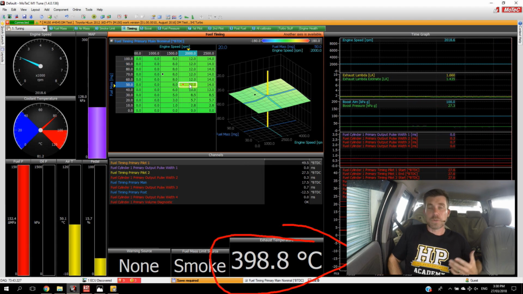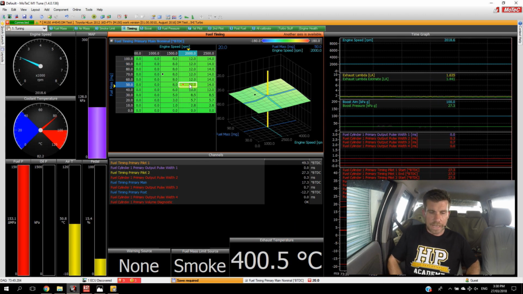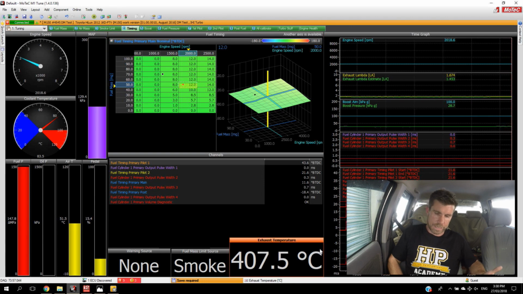Okay, so that's one effect. That's the effect of advancing the timing. We actually see a lower exhaust gas temperature. What I'm going to do now is retard the timing. So I'll take it back down to 12 degrees. We'll see our exhaust gas temperature come back up to 407, 408. Obviously it's still increasing as it reaches equilibrium.